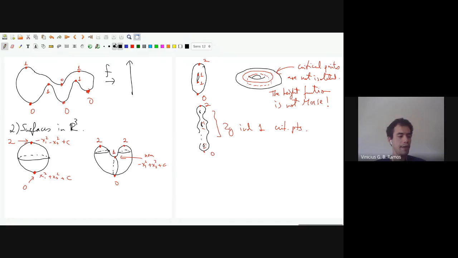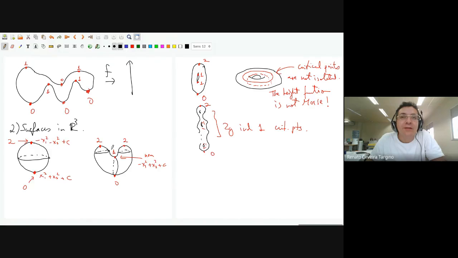Okay. So what about non-orientable surfaces? Can we find Morse functions on them? What do you think? Yes or no? Are you still there? You're just quiet. Yeah. I think so, but I'm trying to think about an example.